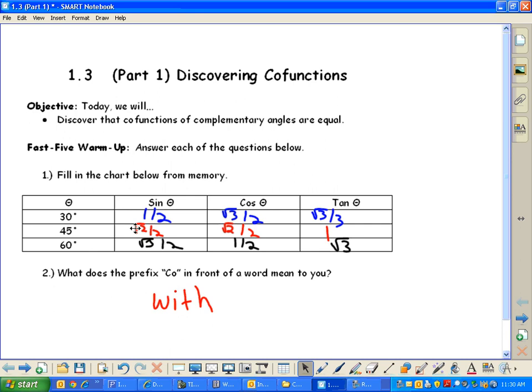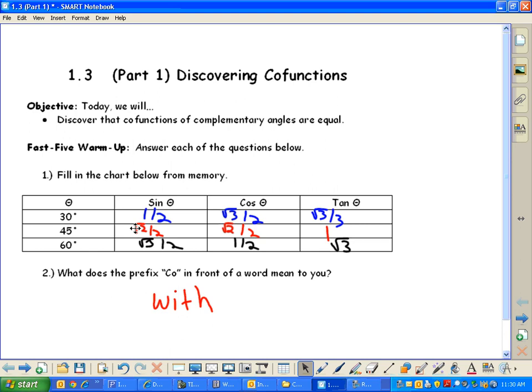So good. Okay. In general, the topic for today's lesson is to discover cofunctions. What we're getting into in section 1.3, because this is the first part of 1.3, the topic is identities. And you've actually already done 6 of them. You did the identities for sine, cosine, tangent, cosecant, secant, and cotangent. Those were called your reciprocal identities. So you've done those. The next batch of identities are called cofunctions.